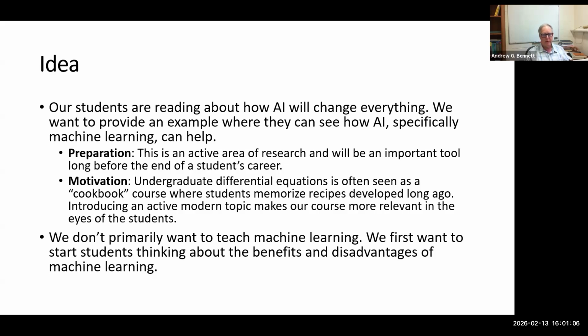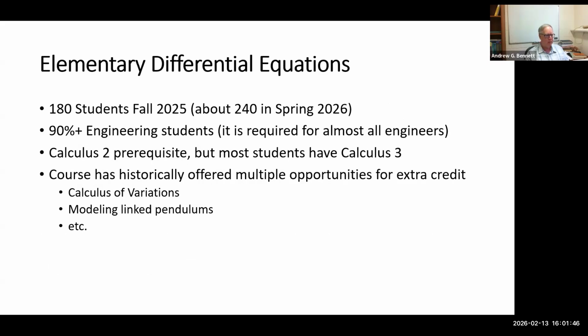And motivation. Undergraduate differential equations is often seen as a cookbook course that tells you things that people did many, many years ago. And bringing in an active modern area has the students saying, oh, maybe I do need to know this. What I focus on tends to be more machine learning rather than generative AI, saying if you're a researcher, you're going to be using machine learning as a tool. But I don't primarily want to teach machine learning. I do want students thinking about what are the pluses and minuses? What does this do?